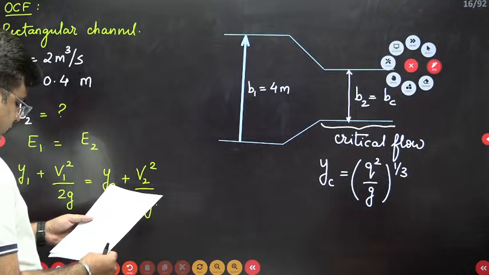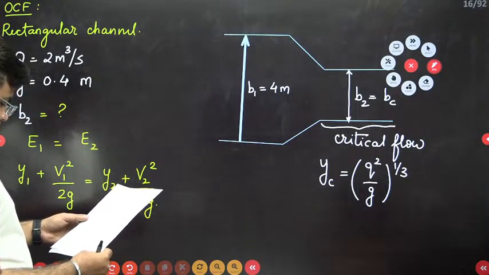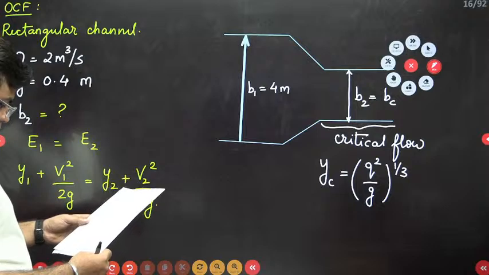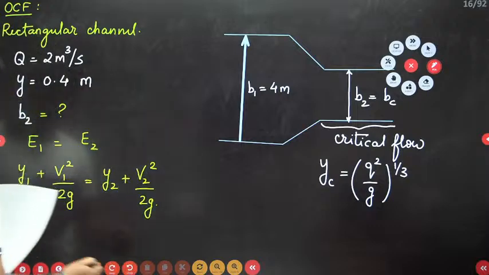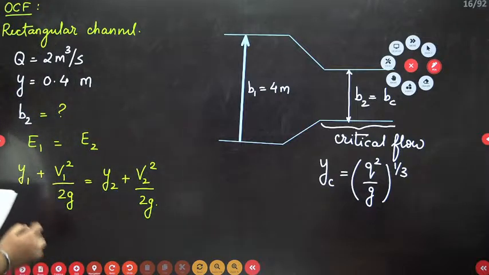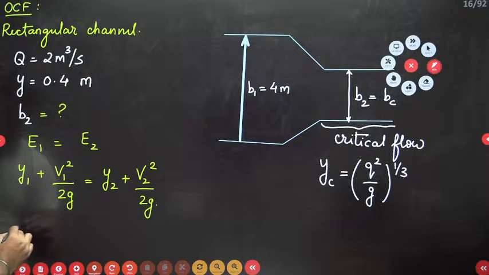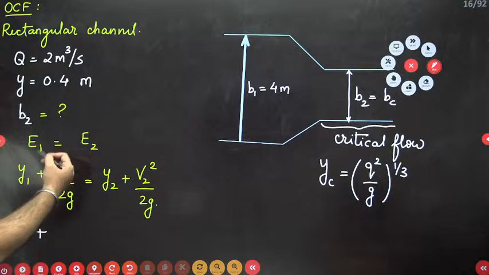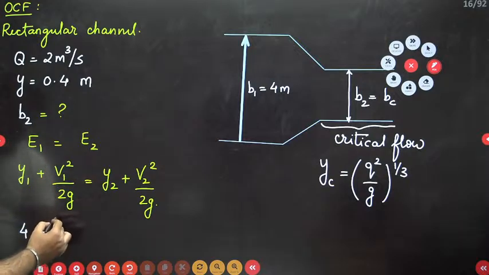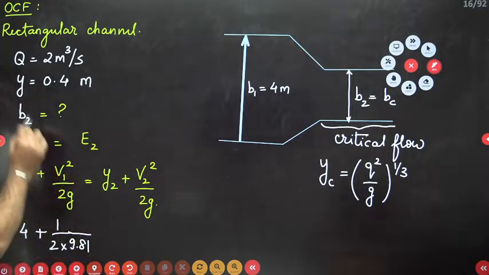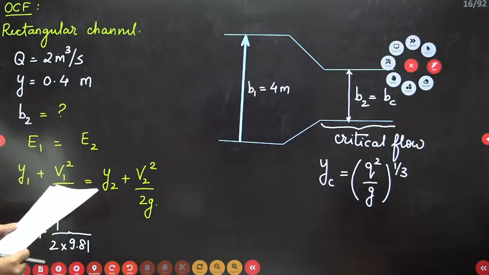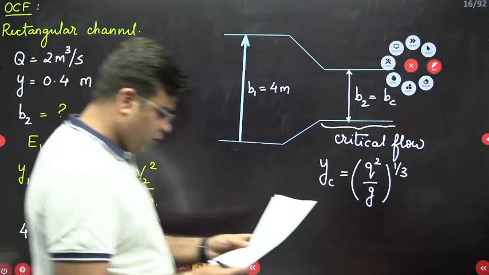So this discharge is given to you, so this is 2 meter square, right? So Q square by G, you can just substitute this value. Y1 is given to you as 4 meters. This is 4 plus V1, which can be written as Q square by A square, so this is equal to 1 upon 2 into 9.81. V1 is given to you.